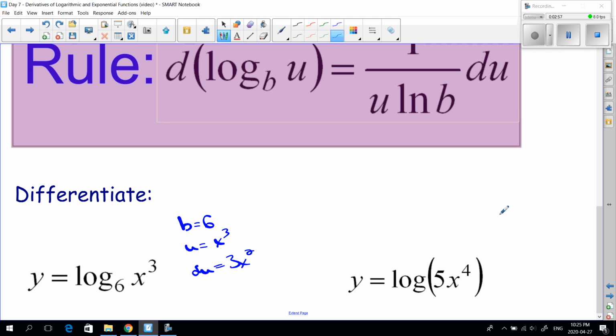For this example, what is the b value if there's no base written? It's called a common logarithm, and it's understood to have a base of 10. The u value is 5x to the 4th, and the derivative of u is 20x cubed. So I just need to use this formula: 1 over u ln b times du.